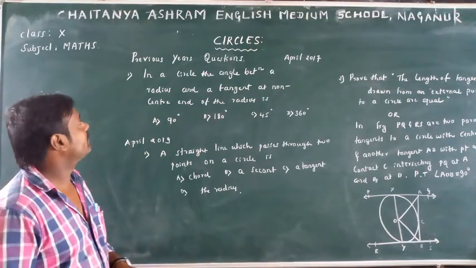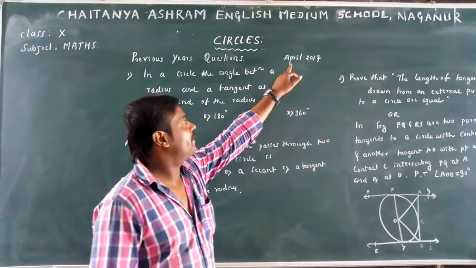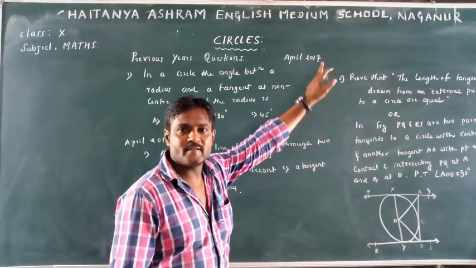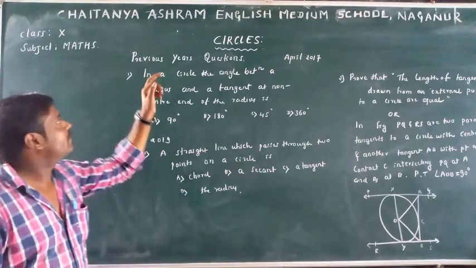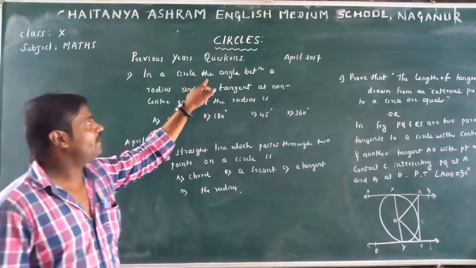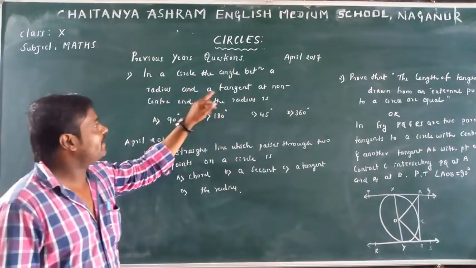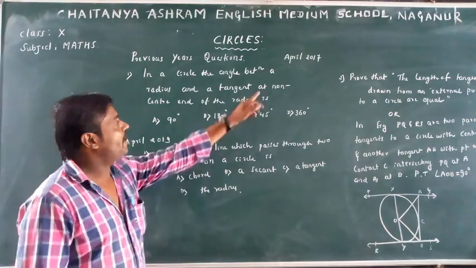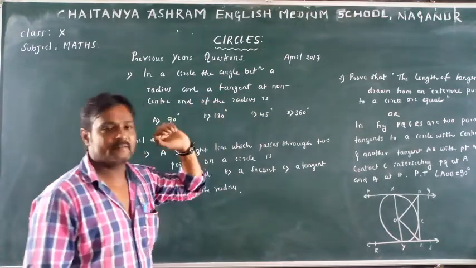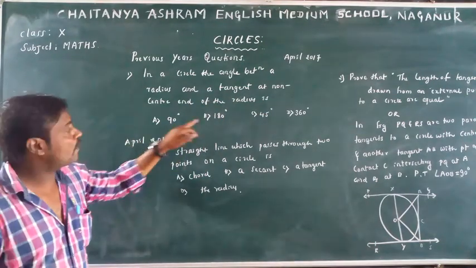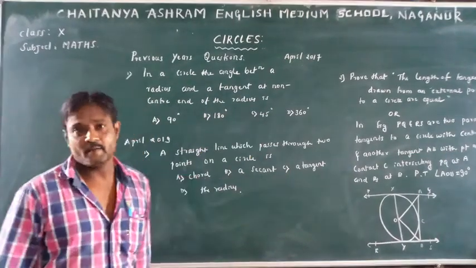Okay, see, this is the question asked in the year April 2017 and this is an MCQ type question. In a circle, the angle between a radius and a tangent at non-center end of the radius is 90 degree or 180 degree or 45 degree or 360 degree.